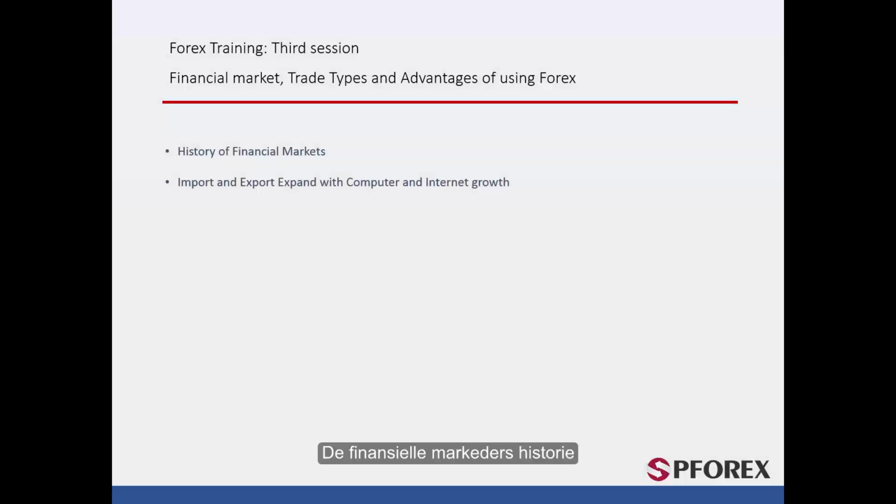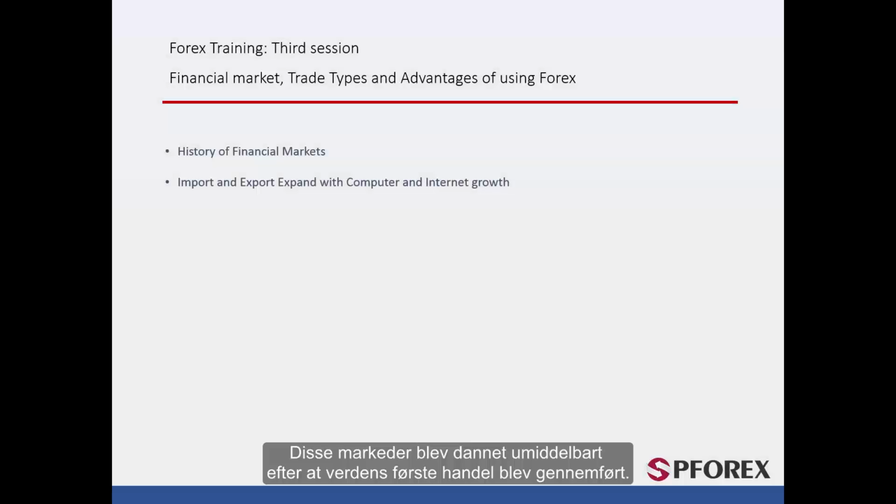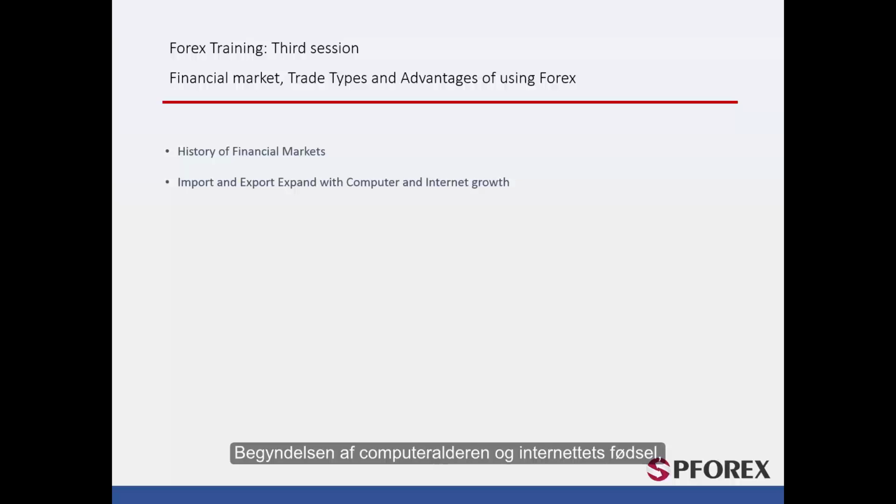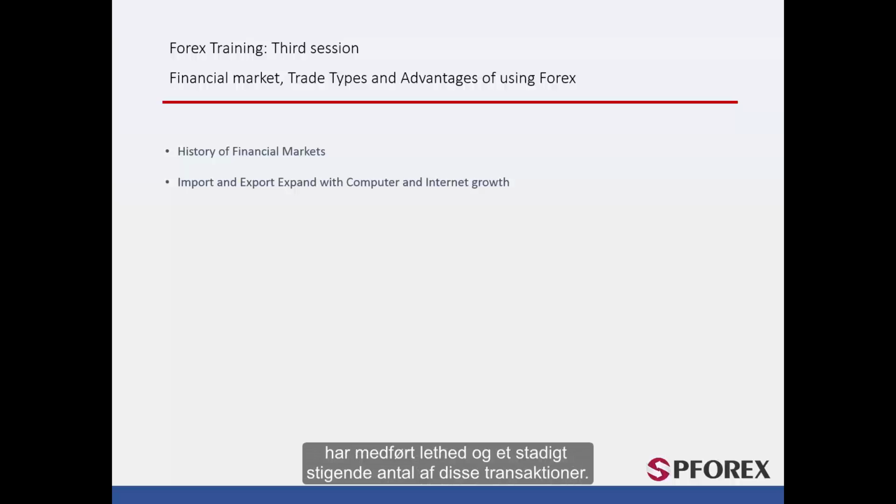History of financial markets. These markets were formed immediately after the first ever trade was made. With the rapid technological progress and industry expansion, the amount of imports and exports between countries has dramatically increased. As a result, the core of foreign exchange and financial market relations were established. The beginning of the computer age and the birth of the Internet led to the ever-increasing speed and ease of making these transactions. This made it a bigger business than ever.